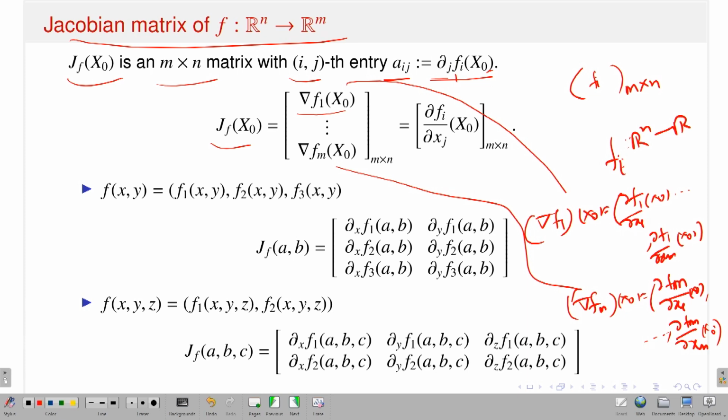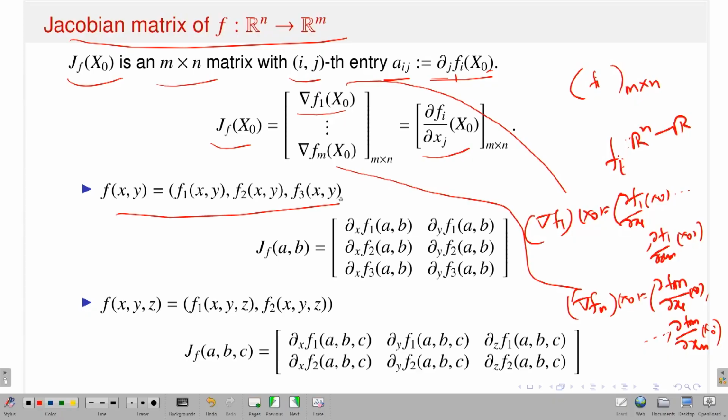So, that means you have n columns and you have m rows. It is an m cross n matrix, and you can easily remember the ijth entry: i stands for the ith component of f and j stands for the partial derivative with respect to the xj variable. So, this is del fi del xj at the point x naught.